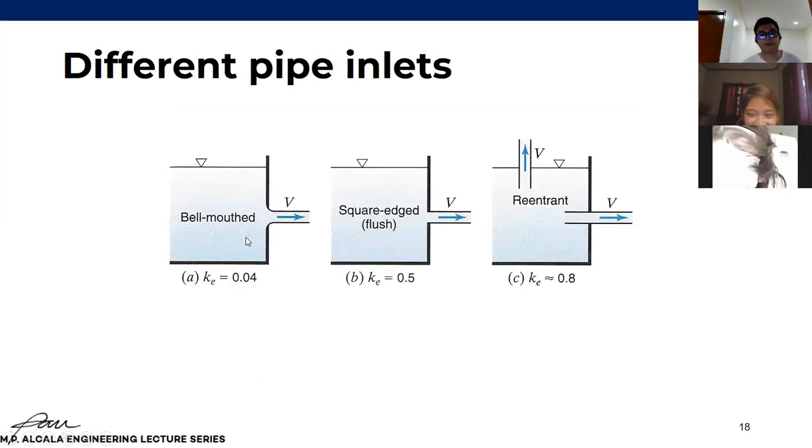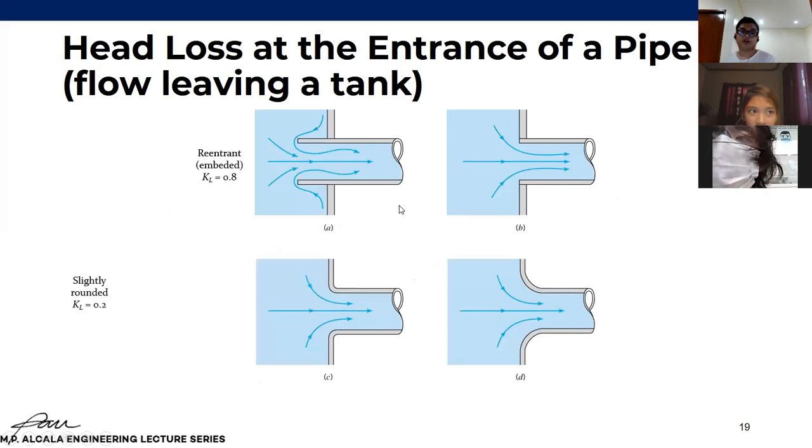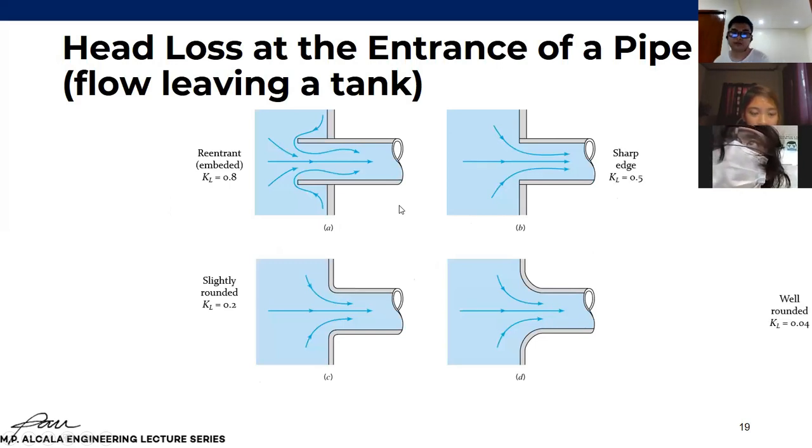In this case, we have bell mouth or square edge and re-entrant. So, pabago-bago, no? Pinakamataas is the re-entrant. So, gusto natin bell mouth or circular, yung may mga curves. So, ang baba ng friction niya, coefficient factor niya. So, other samples. Sharp edge, no? Mataas. So, dapat well-rounded.